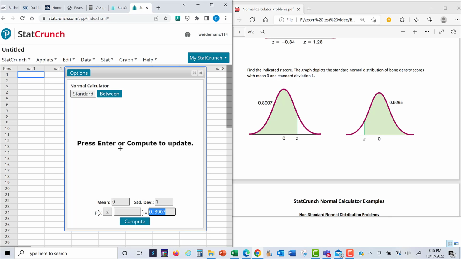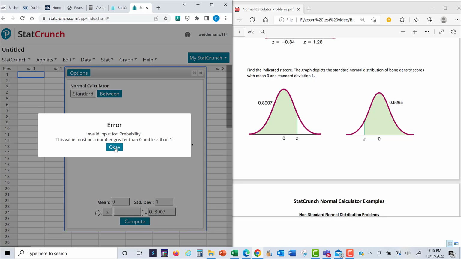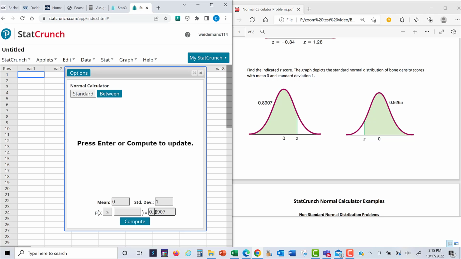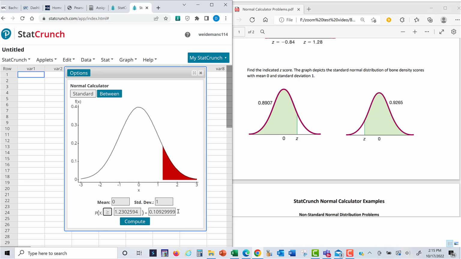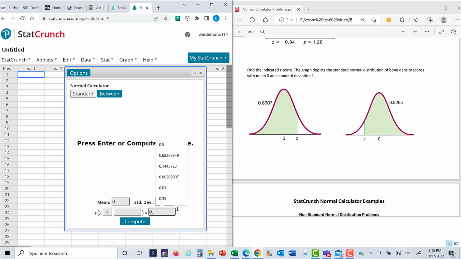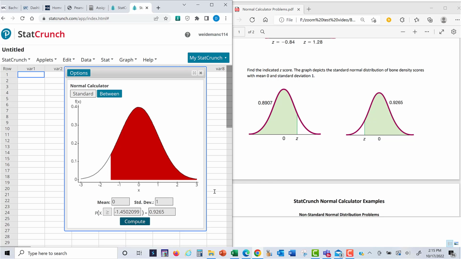Oh, it has 2 decimals, that's why. Sorry, didn't see that. There we go. And we get a z-score of 1.23. Okay, then I want to find the z-score such that the area or probability to the right is 0.9265. So I've got to change this to greater than or equal to. Over here, I'm going to put in, again, the area or probability. What was it? 0.9265, compute, and that gives me a z-score of negative 1.45.